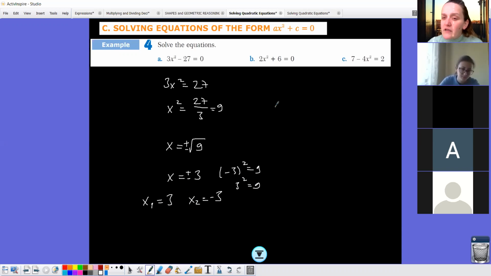Okay. In B, we have something different. 2x squared is equal to minus 6, and then x squared will be minus 6 over 2, which is minus 3. Now, can I find the value for x when I take the square of it to get a negative result? For example, any number, you're taking the square of it and you have a negative result again. Do we have any number like that in real numbers? Can we have it?